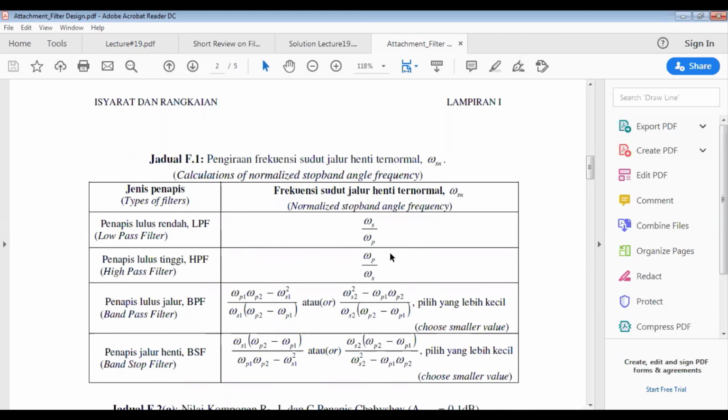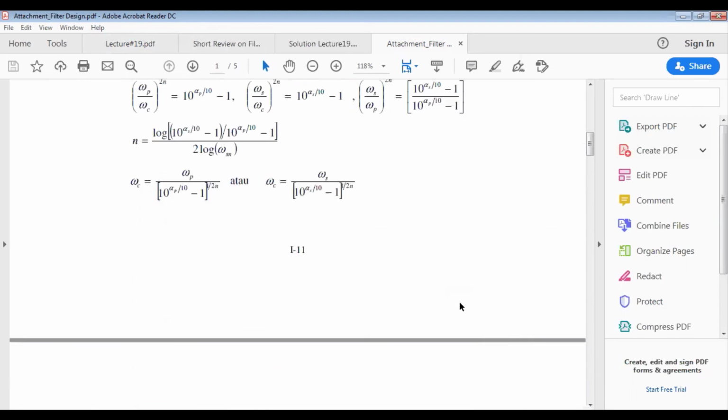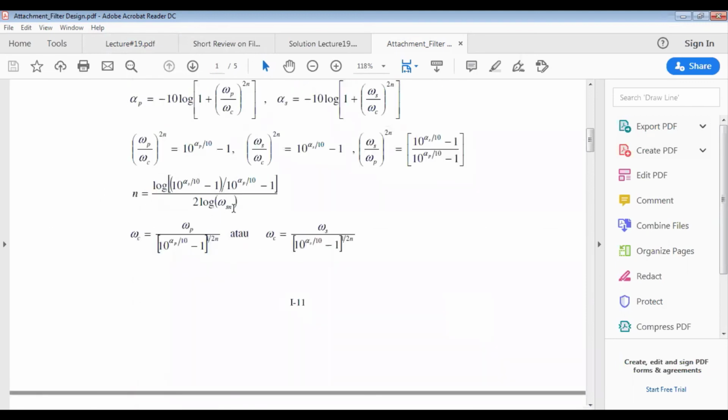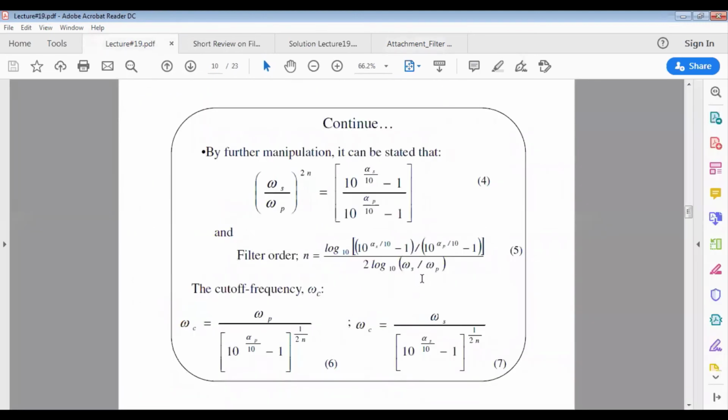Which means that if we consider a low pass filter, because we are using low pass as our reference, the omega Sn will be omega S over omega P. So in these equations here, omega Sn will be omega S over omega P as shown in equation number 5, because again, we are considering the use of a low pass filter. If let's say we use a reference of high pass filter, the equation of this omega Sn will become omega P over omega S as given in the attachment.